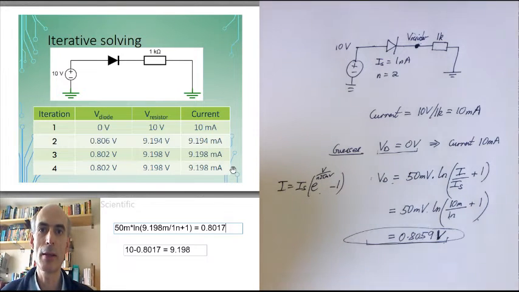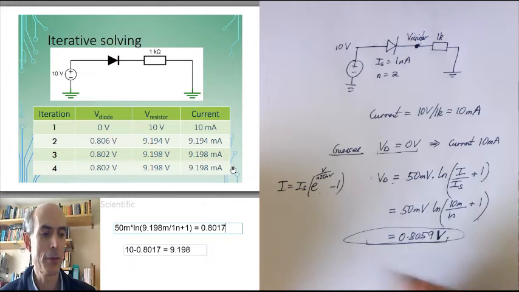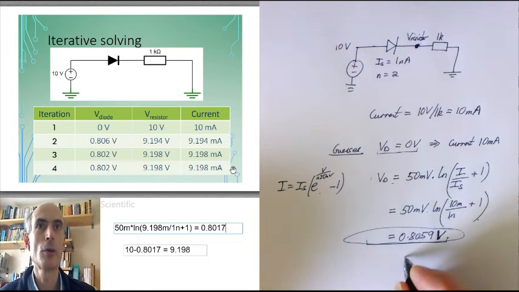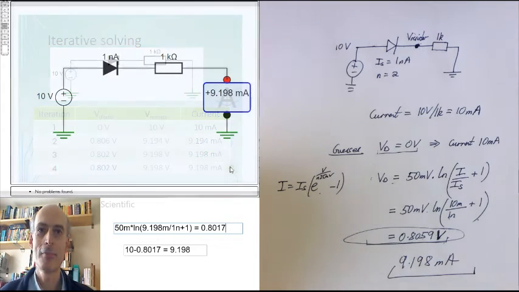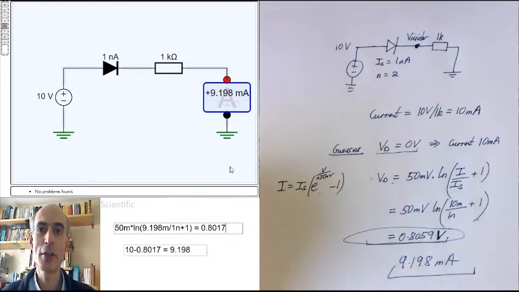So I'm now quite happy that I've solved my circuit, and the current flowing through this diode would be 9.198 milliamps. And the simulator agrees, which is not surprising, since this sort of calculation is exactly what the simulator is doing to try and work out the current through this circuit.